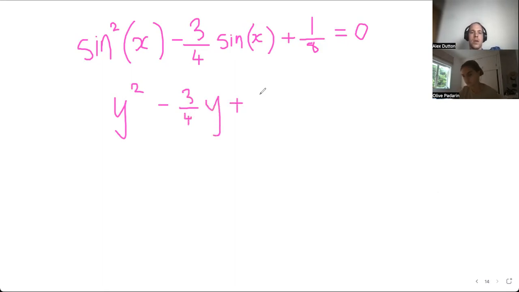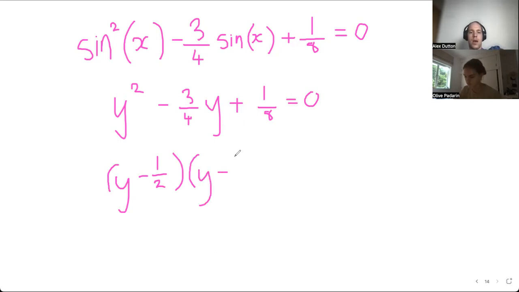plus an 8. You need two numbers that multiply together to make an 8, but add together to make 3/4. I'll just tell you what they are if you haven't got them. One of them is negative a half, and one of them is negative a quarter. Now, can you see that we're going to get two solutions? Get y equals a half, which we just did, and also y equals a quarter.